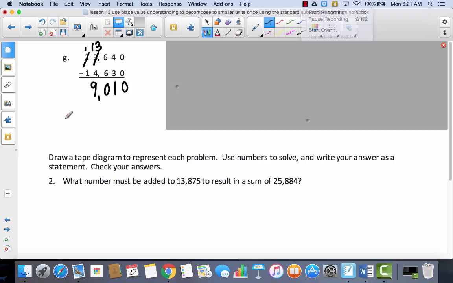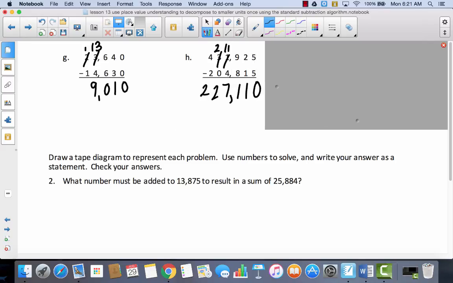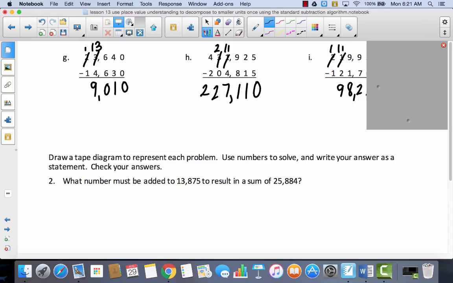Okay, so after subtracting in G, you can see that I ended up with a difference of 9,010. So let's take a look at H. When I went to subtract in H, I was able to subtract in the ones, tens, and hundreds, but when I got to the thousands, I was unable to. So I had to unbundle a 10,000, and I moved that 10,000 to the thousands place so that I had two 10,000s and 11,000s. Then when I subtracted, I had 227,110.